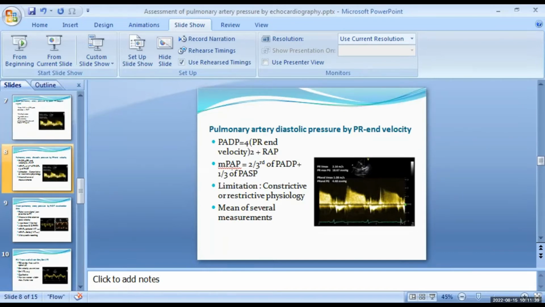So I was talking about how to assess pulmonary artery diastolic pressure. Am I audible, ma'am? Yes, ma'am, you are clearly audible. You can go ahead. Okay.